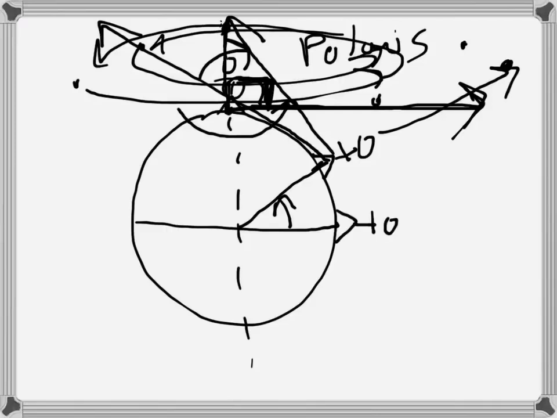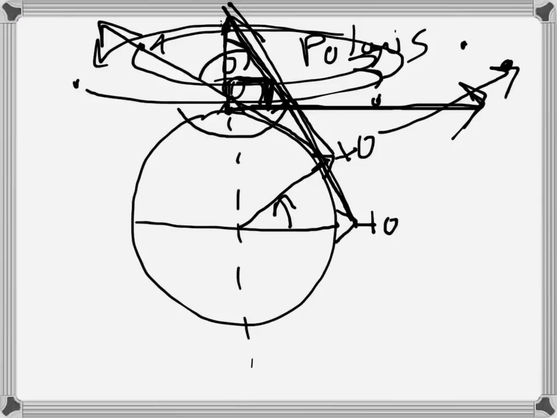Now we can play this game all over the world. Here's somebody standing at the equator. And for someone standing at the equator, Polaris is going to be right on their horizon. So basically, Polaris makes an angle of 0 degrees relative to that person's horizon. And that's exactly what we're seeing here.